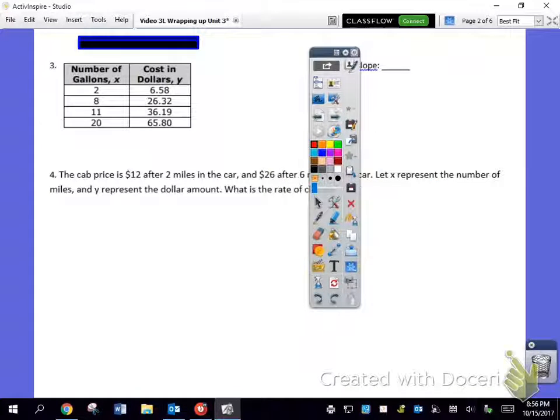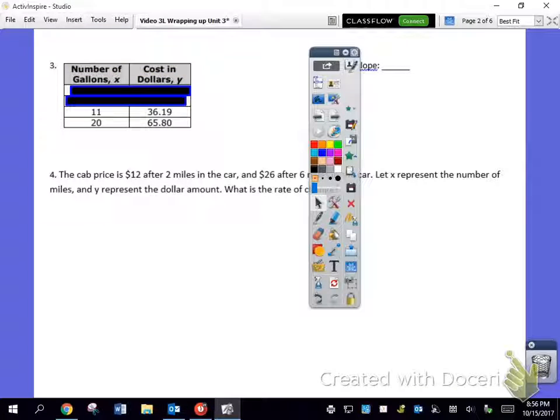On number 3, remember when you have a table and you want to find slope, you only do 2 at a time. And it doesn't matter. I like to start from the bottom. So just look at those 2 right there. Okay? 20 minus 11 is 9. And 6580 minus 3619 is 2961. When I slide that over, when I bring the 9 over and divide, I get 3.29.